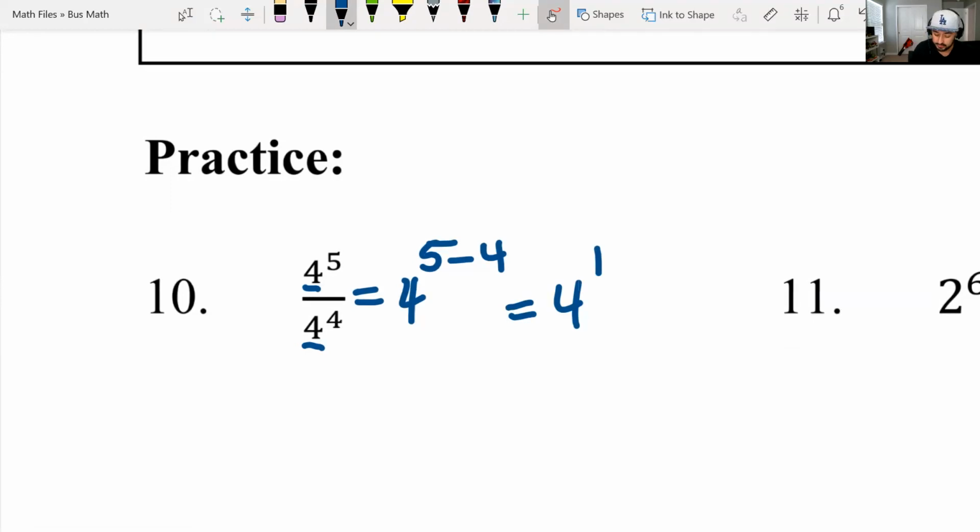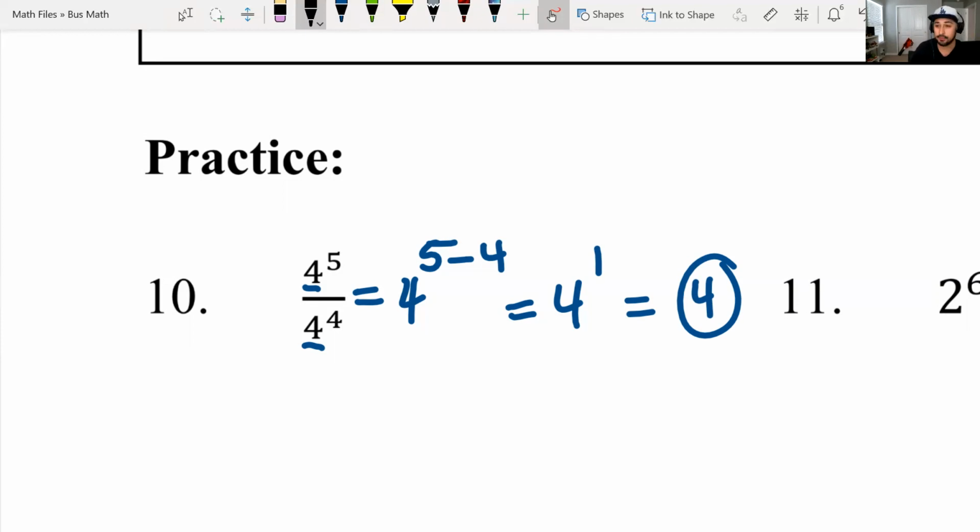And 4 to the 1st is just 4. There you go. Okay, like I said, I'll give you another way to work this. And it's the fun way.